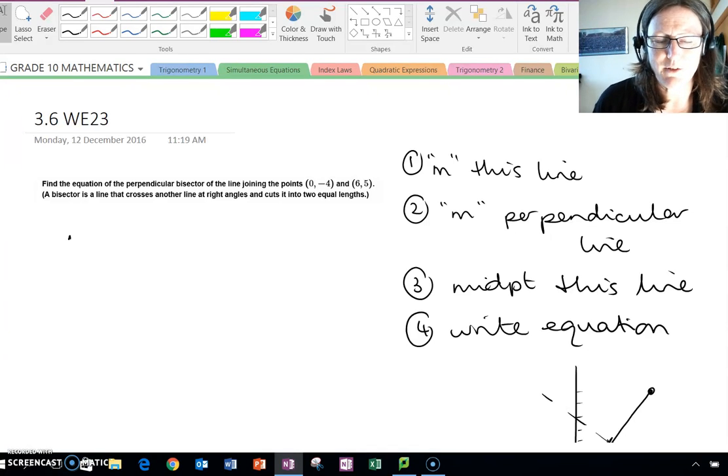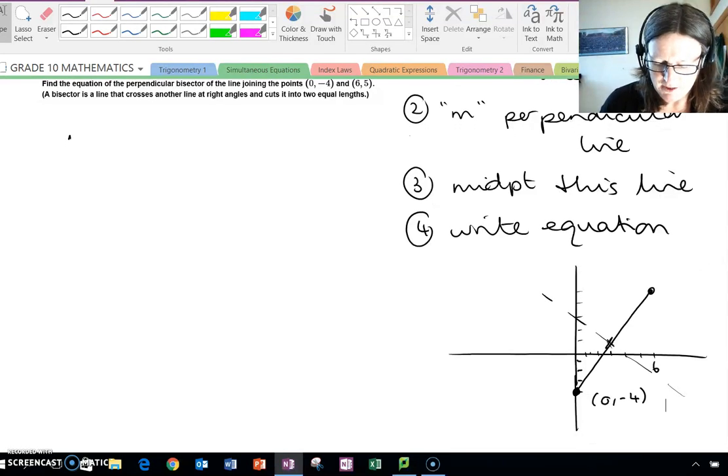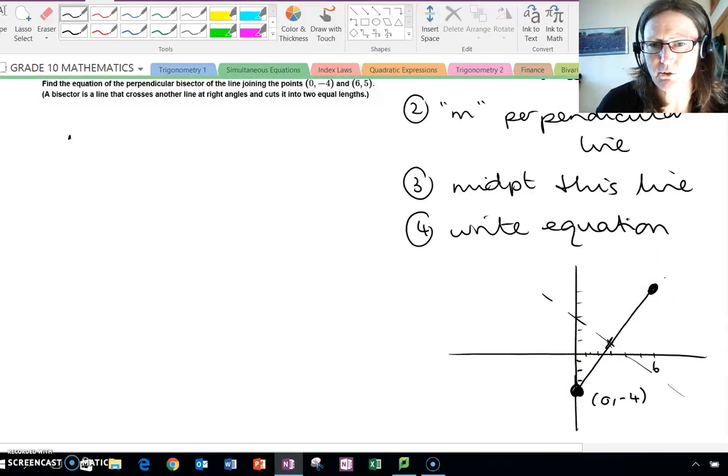Okay, this question is a fair bit harder than any that we've done videos for before. It's wanting to find the equation of the perpendicular bisector of a line joining the points (0, -4) and (6, 5). I've done a rough sketch here. Here are the 2 points, (0, -4) there, and the point (6, 5) there. I've drawn a line joining those 2 points.